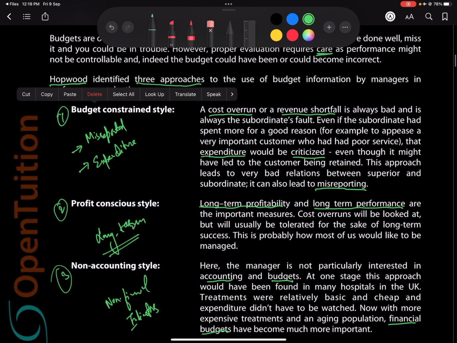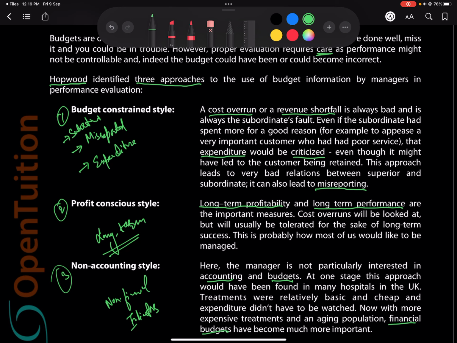So these three things we need to always remember. First is the budget constraint style. It's basically about cost overruns versus shortfalls, and it always says that it's the subordinate's fault. It encourages misreporting, right? And it does not allow for expenditure which could be value adding, right?